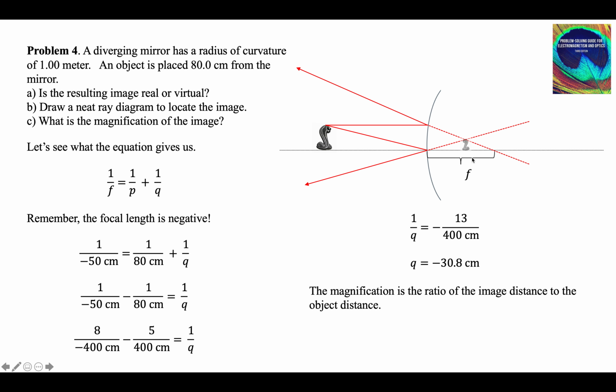Now we can get the magnification. It's the image distance to the object distance, which is 30 centimeters divided by 80 centimeters, and let's call that 3/8.